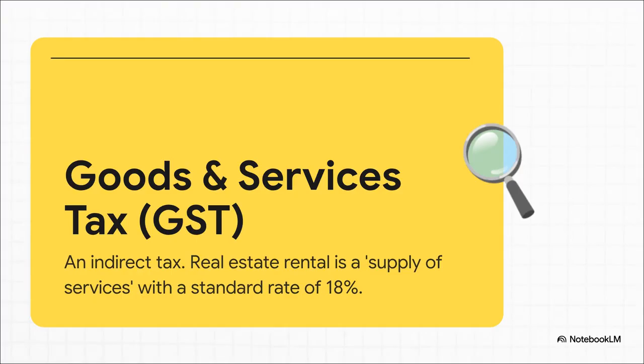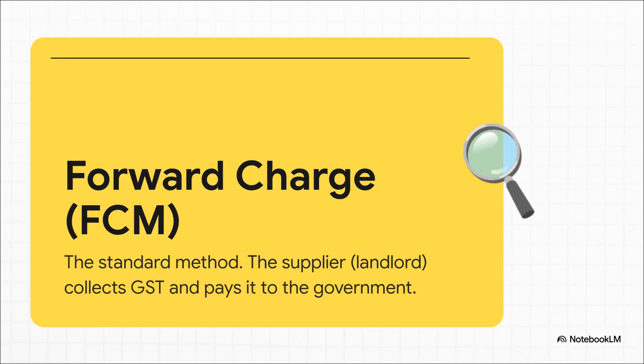So, at its core, GST on rent seems pretty straightforward, right? The government sees it as a supply of services, and they slap an 18% tax on it. But, and this is the big but, the real question is who actually has to pay that 18% to the government? Well, the normal way is what's called the forward charge mechanism, or FCM.